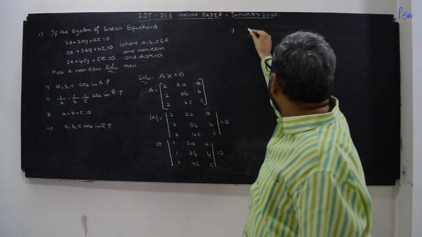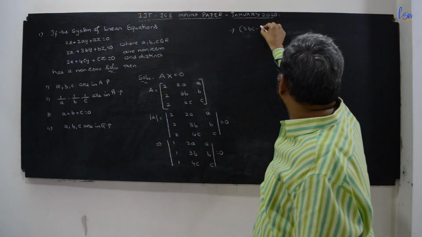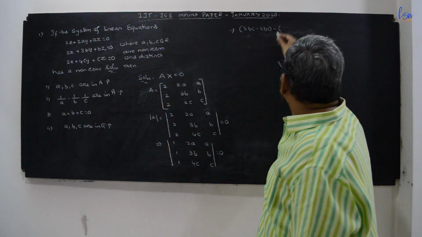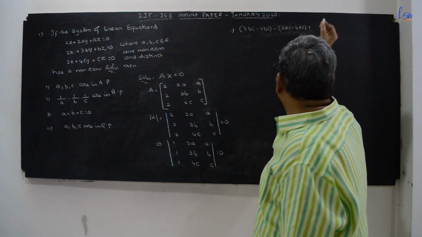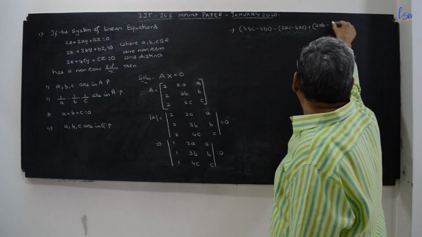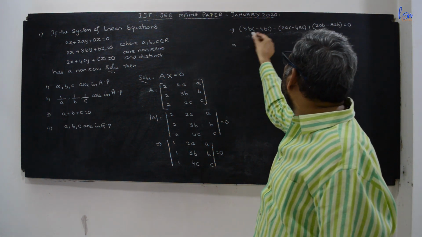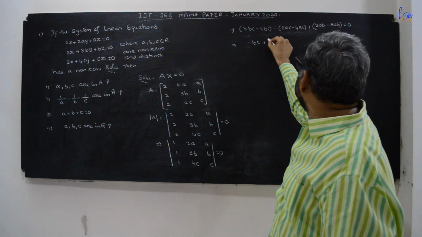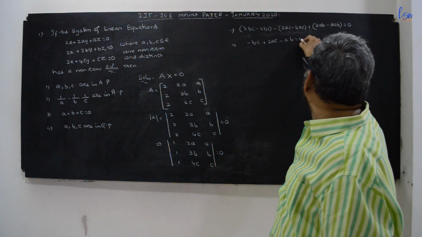Now here you can expand the determinant with the help of the first column: 1 into (3bc minus 4bc), minus 1 into (2ac minus 4ac), plus 1 into (2ab minus 3ab) is equal to 0. This is minus bc, this is plus 2ac, this is minus ab, equal to 0.